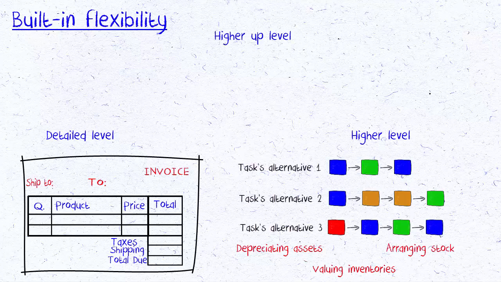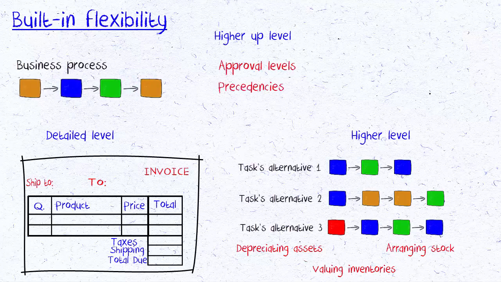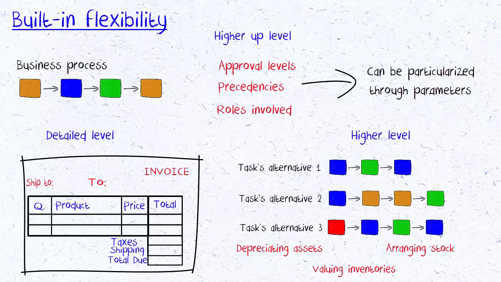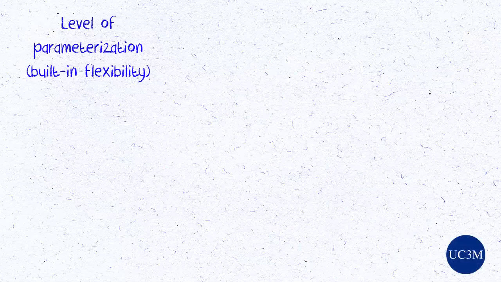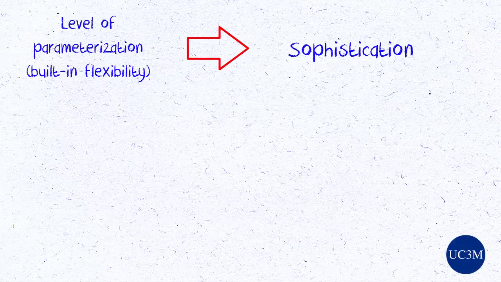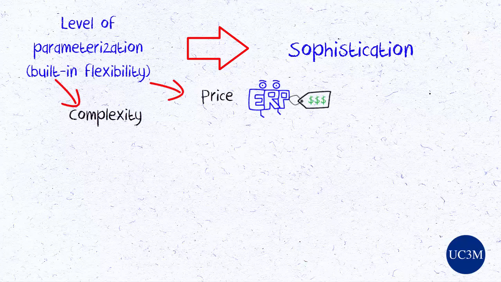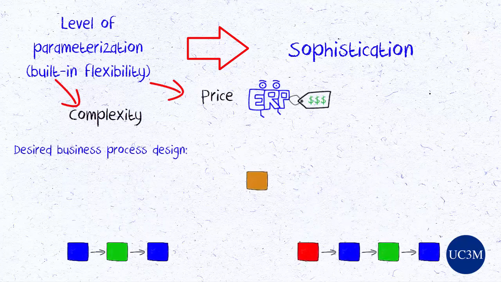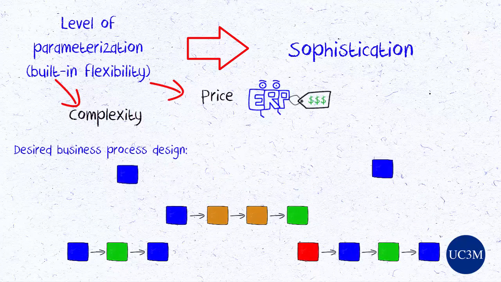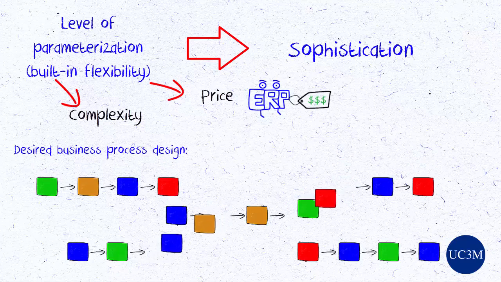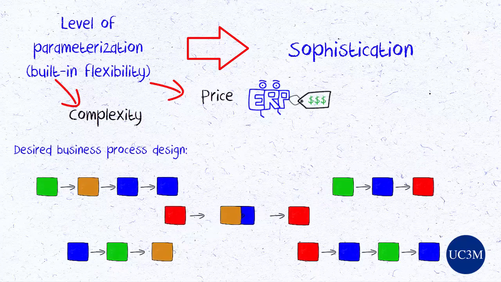Higher up, the sequence of tasks within a business process, the required precedences and approval levels, the roles involved, and so on, can all be particularized through parameters. The level of parameterization or built-in flexibility is therefore a clear indication of the sophistication of an ERP and is normally reflected in its complexity and price tag. It allows the user company at configuration time to assemble at will the building blocks provided by the ERP to construct in a Lego-like fashion the process design it wants.